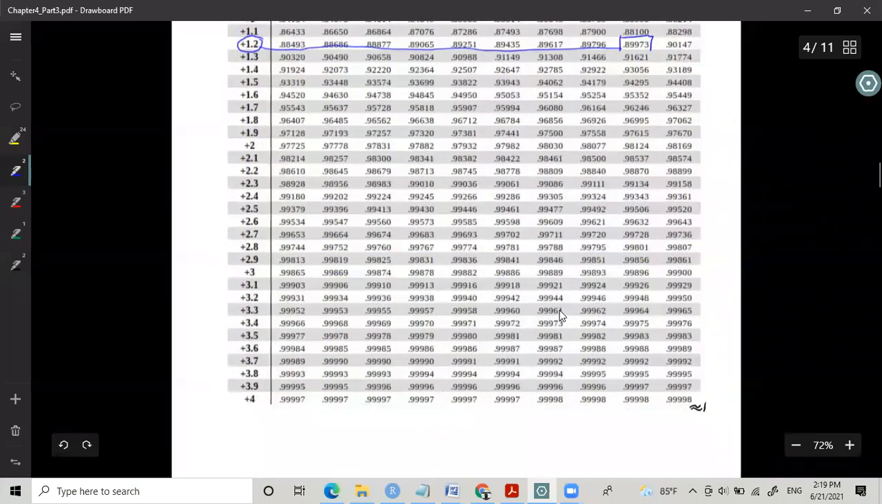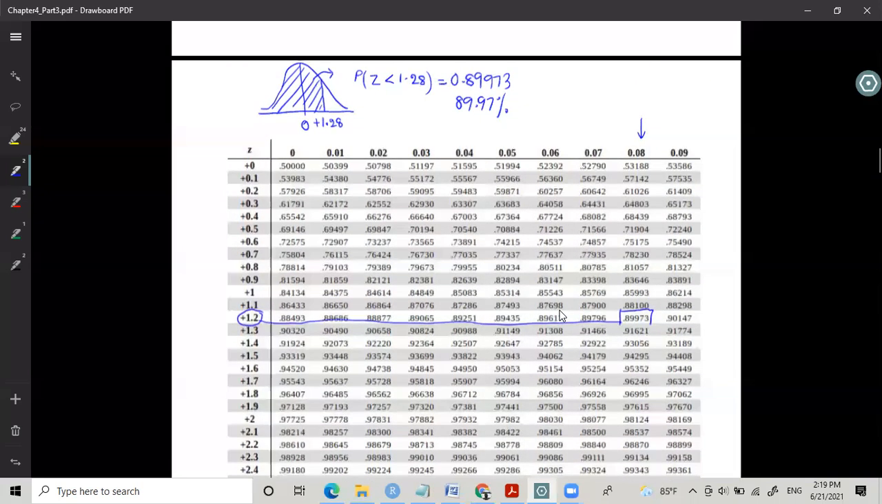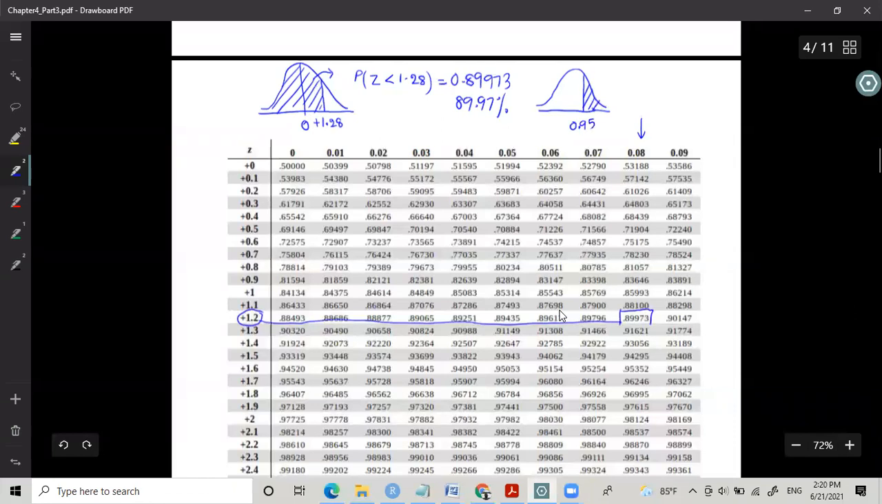Tell me the probability to the right of positive 0.95.